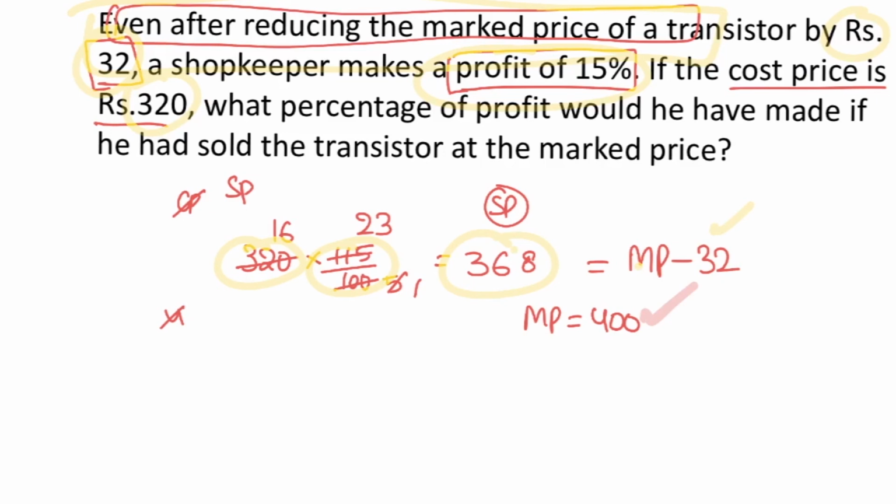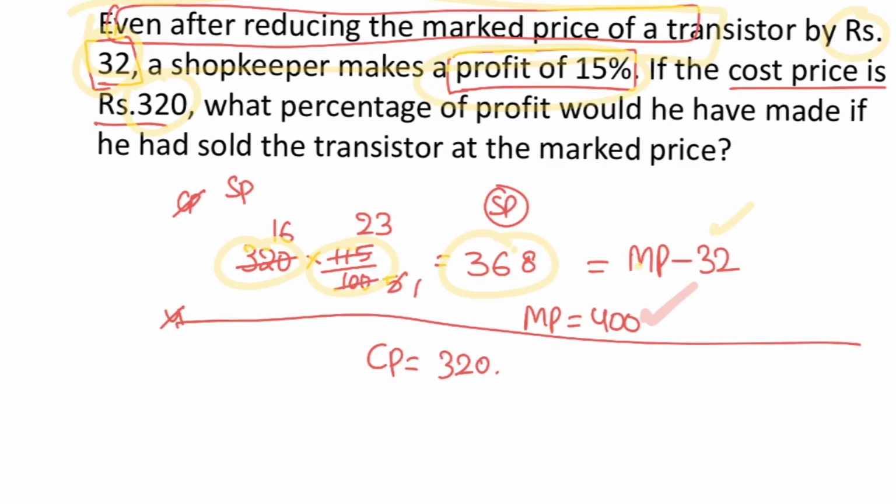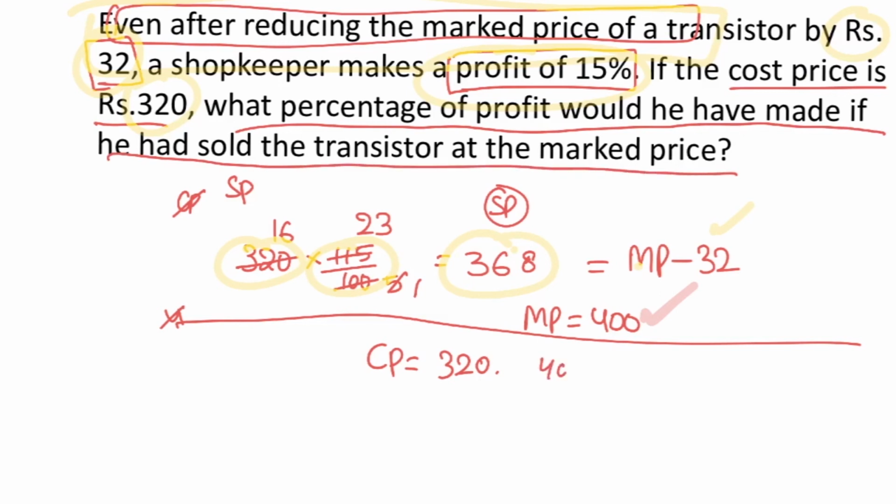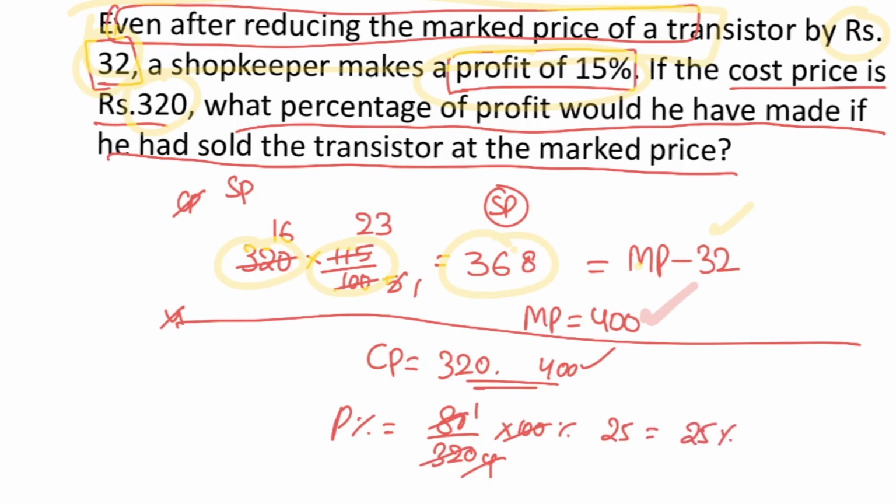So according to the problem, how much is the cost price? Cost price is 320. And if you sell, what percent of profit would he have made if he had sold the transistor at market price? If you sell it at 400 rupees, profit is required. Profit of 80 rupees is achieved on 320 rupees into 100%. 8, 4 times 4, 25 times. Answer is 25%. 25% profit would have been made.